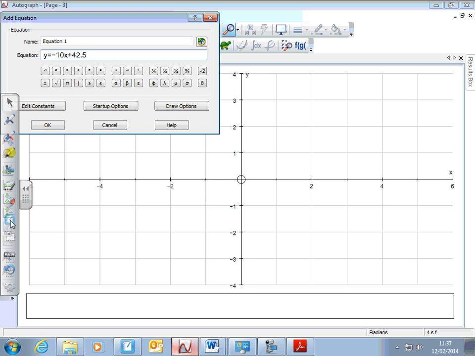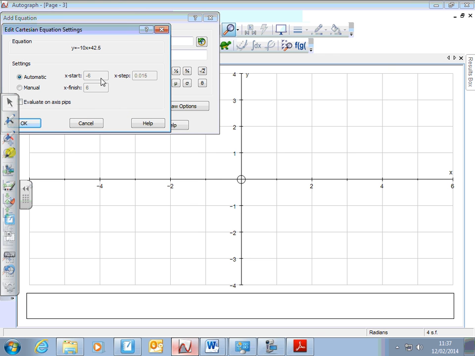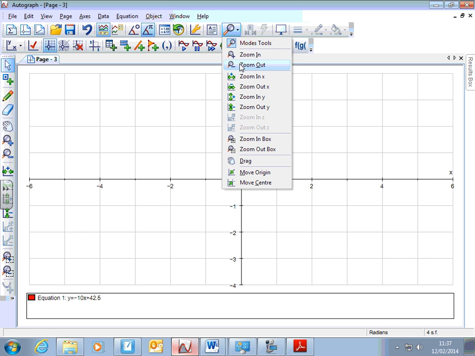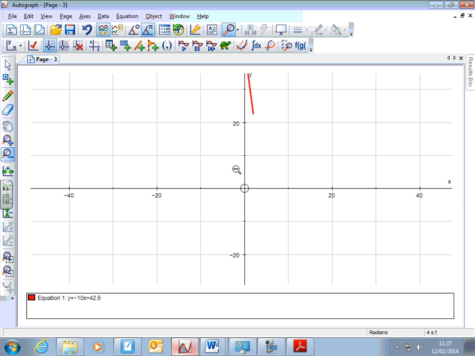Now, I don't want it to go right the way across, I only want it to go between 0 and 2 meters. So what to do is start up options, and I want x to start at 0, so go to this box here. Click on manual. Hit the 0, and then you go to finish, hit 2, hit OK, hit OK, and it will plot the line between 0 and 2. Can't see it because it's probably off screen, so let's zoom out, and there it is.